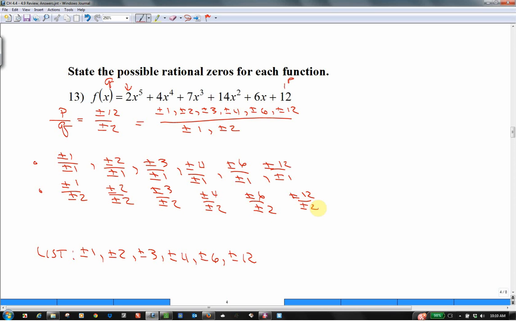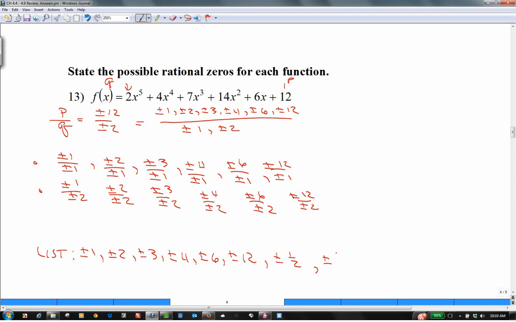Okay, so some of these will be duplicates. So I have plus or minus 1 over plus or minus 2. That's plus or minus 1/2. That's got to be added. Plus or minus 2 over plus or minus 2 is 1. Oh, I've already got it. Plus or minus 3 over plus or minus 2. That is not in the list.